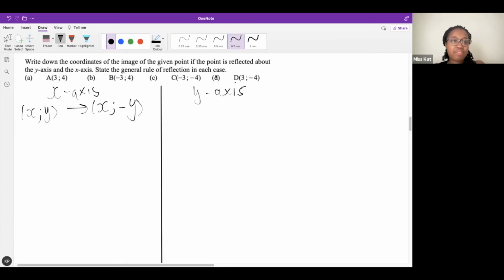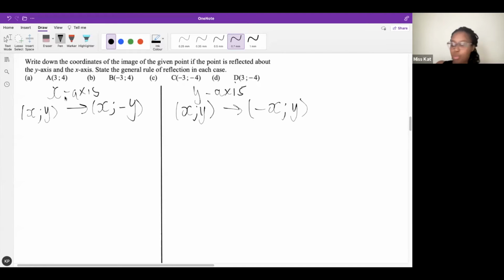Okay, and then if I'm reflecting on the y-axis, which one changes sign? The X. So then it'll be negative X, and Y does not change. You guys need to be careful by saying intercept. Remember, it's a coordinate. An intercept is something completely different. Okay, so it's an X coordinate. Wonderful.